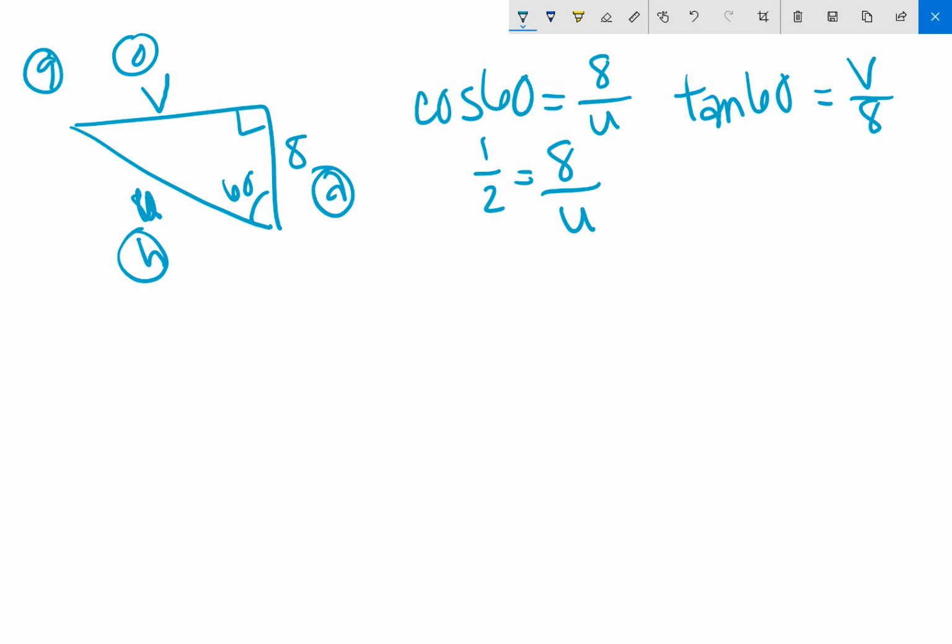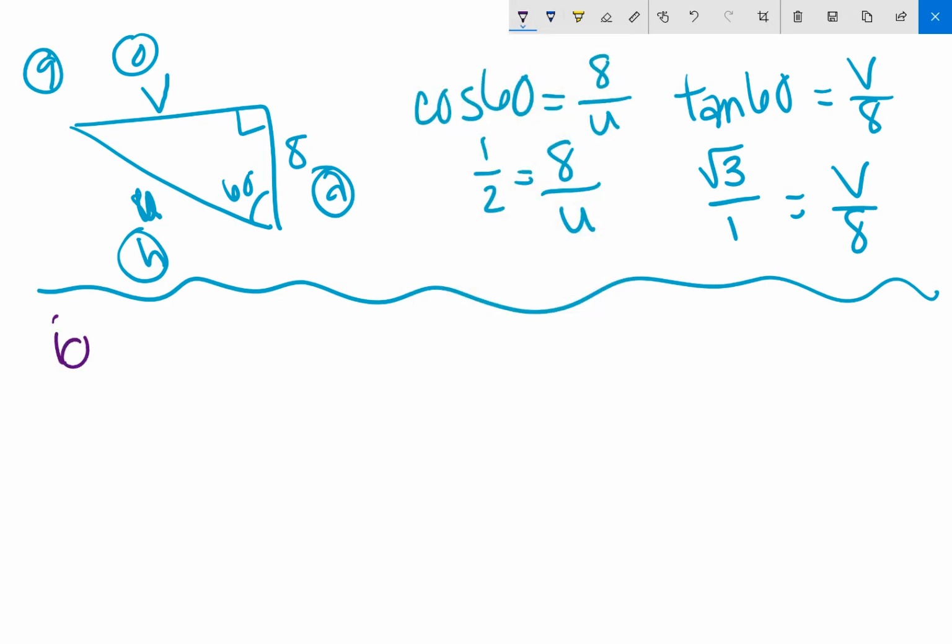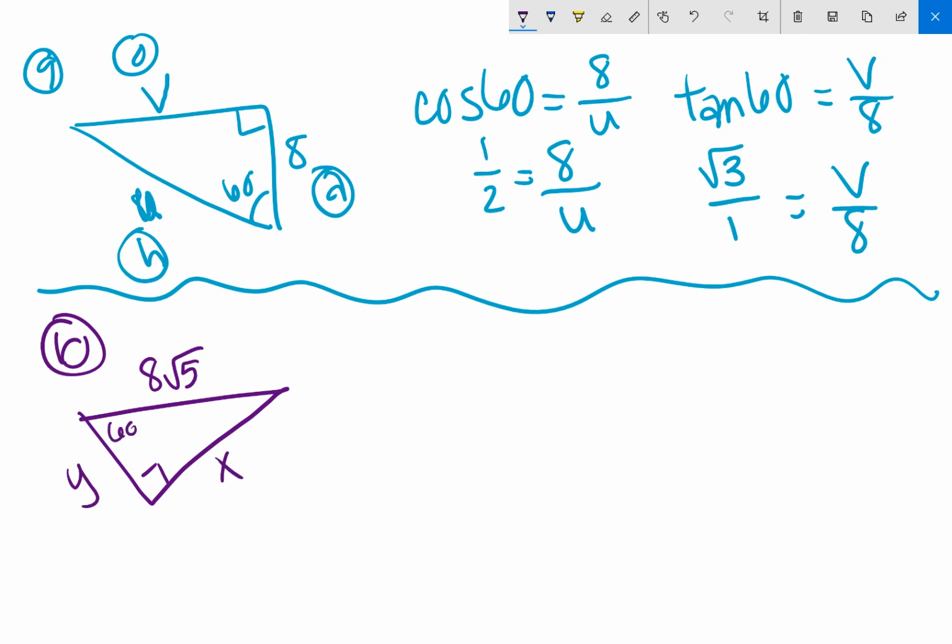And then tangent of 60 would be just the square root of 3 over 1. Okay. So then for number 10, this is another oddly shaped one. Y, X, and a 60.